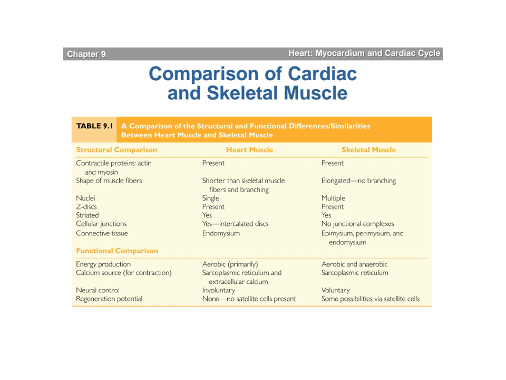In this table from your textbook, we can see a further comparison of heart muscle and skeletal muscle. In both types of muscles, we have the same contractile proteins, actin and myosin. Again, heart muscle has a different shape. It's shorter than skeletal muscles, and it's often branching. Skeletal muscle is elongated with no branching.